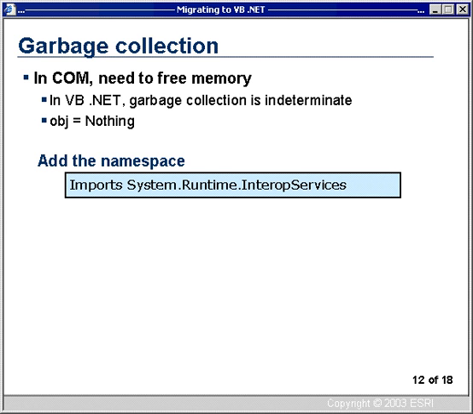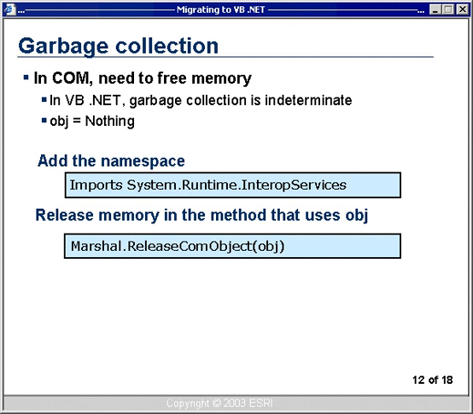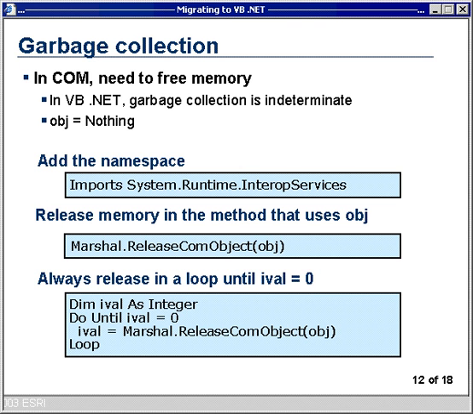To do this, you'll need to create a directive for System Runtime Interop Services. We've seen references to this earlier, and now you will be accessing its Marshal class. You'll call ReleaseComObject, which decrements the reference counter and returns the new reference count. Call ReleaseComObject in the method that uses your object. Because there can be multiple references to an object, you'll want to call ReleaseComObject in a loop until the new reference count is 0, as illustrated here by the variable called ival.